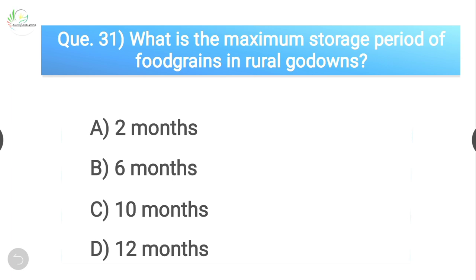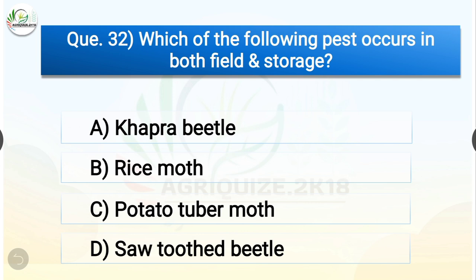Question number 32. Which of the following pest occurs in both field and storage? The options are khapra beetle, rice moth, potato tuber moth, or sawtooth beetle. The correct answer is option C, potato tuber moth. So potato tuber moth is the pest which occurs in both field and storage.